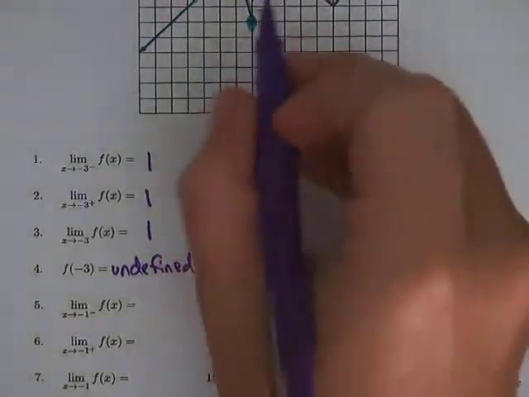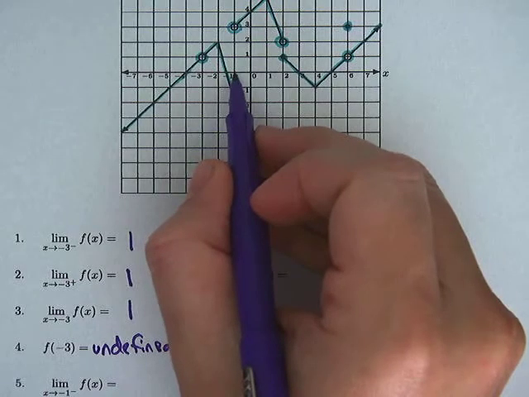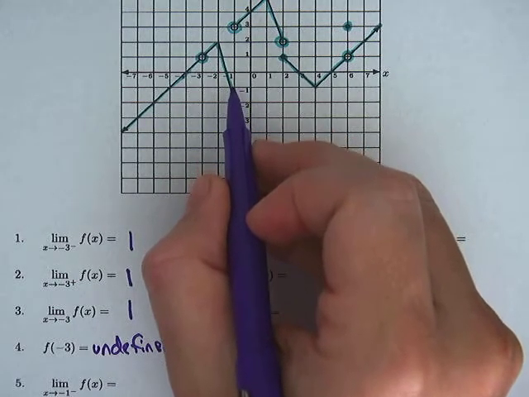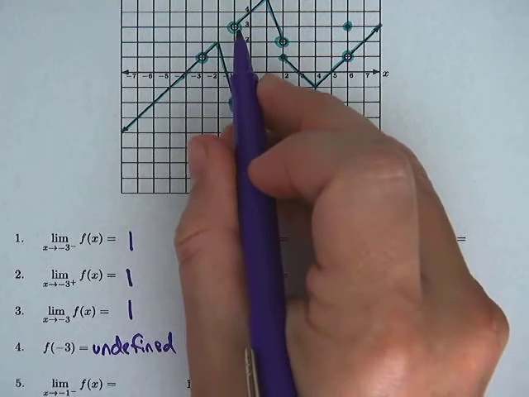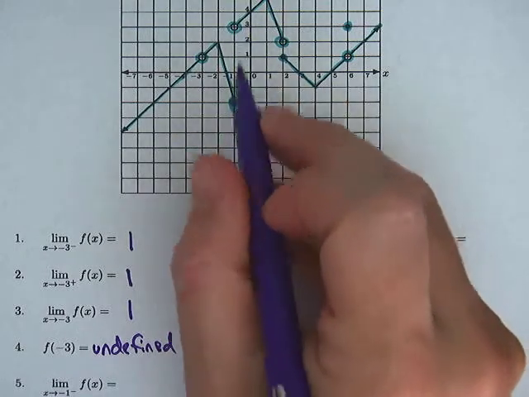Okay, so -1, let's go back up here to our graph. -1's right here on the x-axis. Where's the graph? Well, it's both here, solid point, and here, open point. So this is a jump in the graph right here.